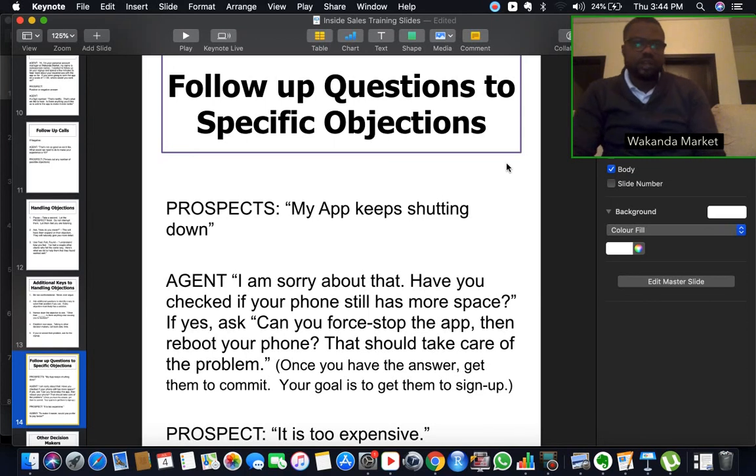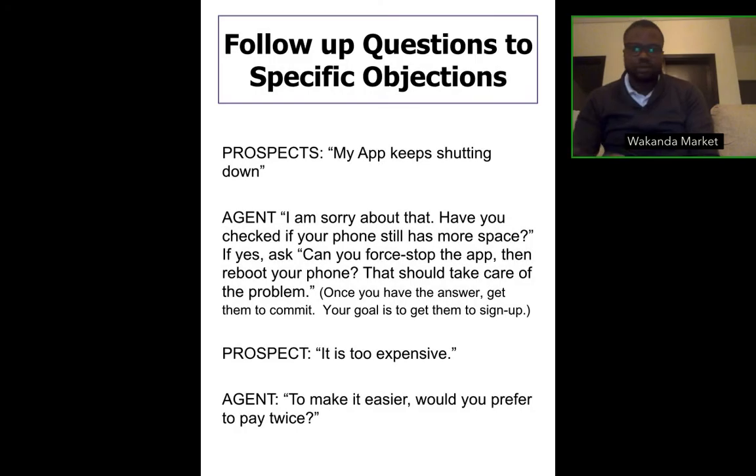So there are ways in which you can follow up specific objections. Sometimes people have very specific questions or objections. For instance, if somebody says something like, "My app keeps shutting down." What do you need to do? How do you respond to them?